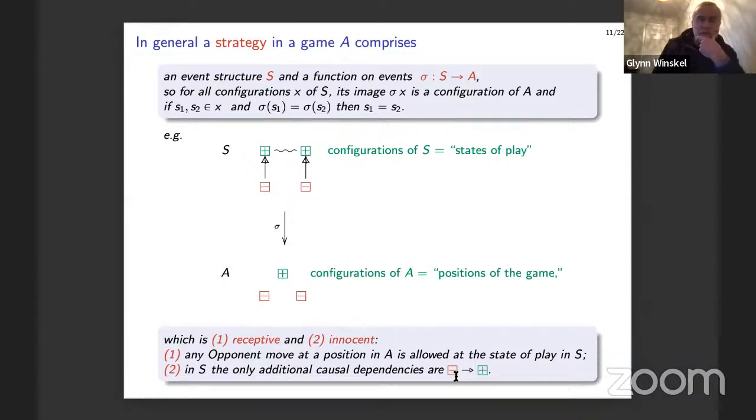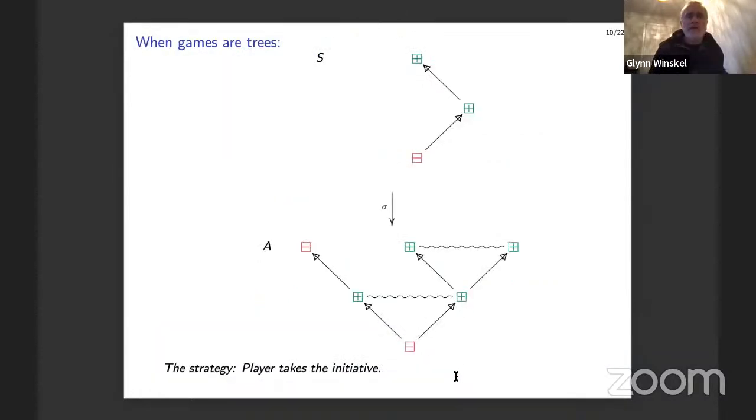Okay. Now I'll say more about where these conditions come from in a moment. But when it comes to games, normally people think about games being trees, and then often strategies are expressed somewhat informally. We can't be quite so informal with event structures, but the notions we develop with event structures reduce to what you're used to. So for example, this is a game tree here.